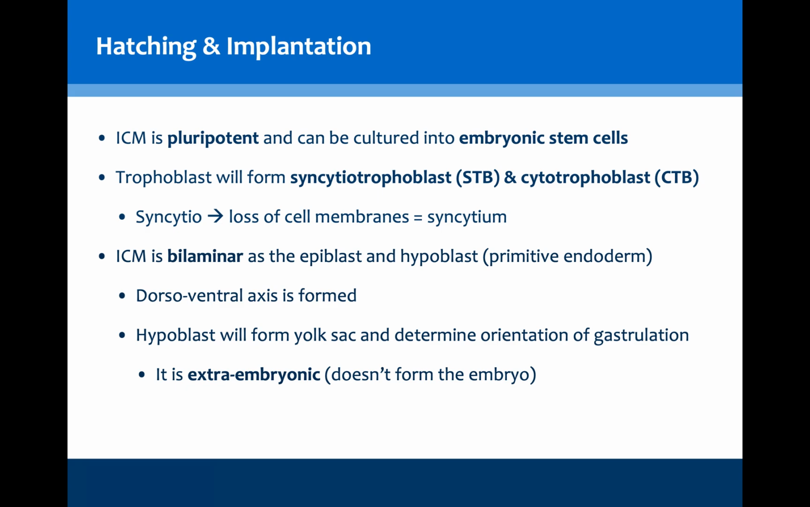But in this inner cell mass having two layers, it now has another set of polarity, and it creates the first axis of polarity in the embryo proper, and that's the dorsoventral axis. Okay, so by virtue of there being two layers, there's obviously asymmetry in one plane, and that creates this dorsoventral axis. And ventrally, you have the epiblast, and dorsally, you have the hypoblast. Now, the hypoblast will end up forming the yolk sac, and that will determine the orientation of gastrulation, as we'll shortly discuss.